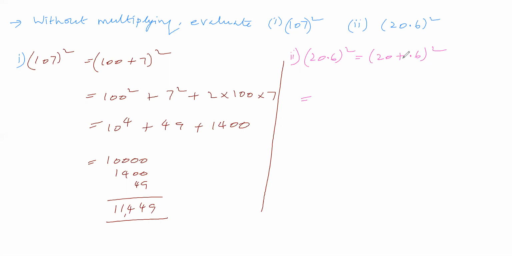Now the a plus b whole square formula. First square this one, so 20 square. Then square this one, 0.6 square. Then multiply these two with 2, so 2 into 20 into 0.6. Now 20 square is 400. 0.6 square is 0.36. This product is 24. So now let us add it. That's all. So 424.36, that we can say.